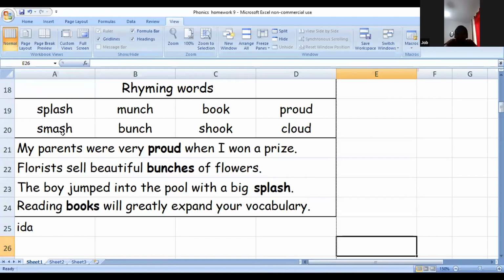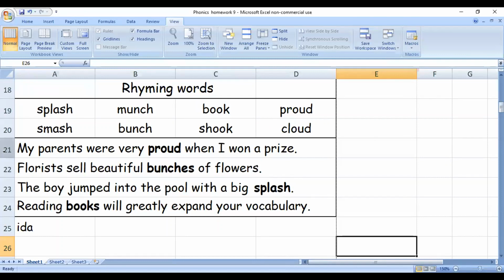And I have tried to use these words in a sentence here. And I'm going to read them to you. My parents were very proud when I won a prize. You can see I have used the word proud.